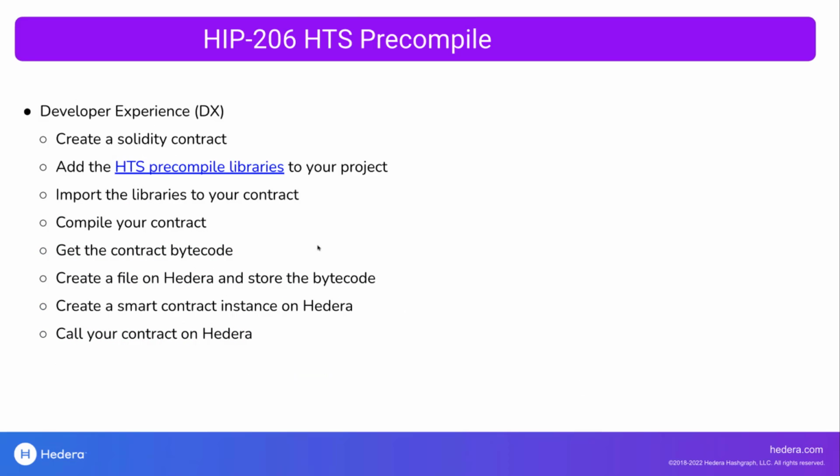So I just wanted to go over at a high level what you have to do to be able to use this feature, just so that it was kind of clear. So you're going to create your Solidity contract, and then you're going to call these supporting Solidity libraries into your project. You'll go ahead and compile your contract, get the contract bytecode, and store that bytecode on a file on Hedera, and then create the contract instance on Hedera. Then you can go ahead and use a contract execute transaction to call functions from the Solidity contract that you created in the previous steps.